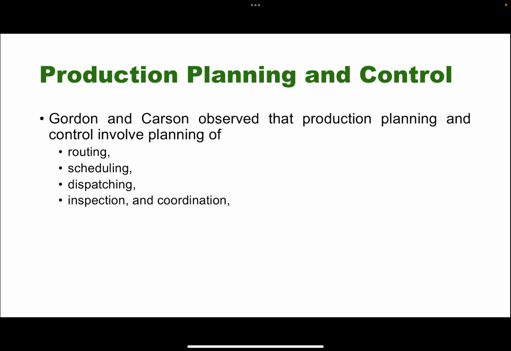In the last video we saw what production planning and control is, and the definition and an overview of production planning and control was given. So in this lecture, we will discuss in detail production planning and control and the different steps in production planning and control. Gordon and Carson observed that production planning and control involves planning of routing, scheduling, dispatching, inspection, and coordination. Let us see each one in detail.